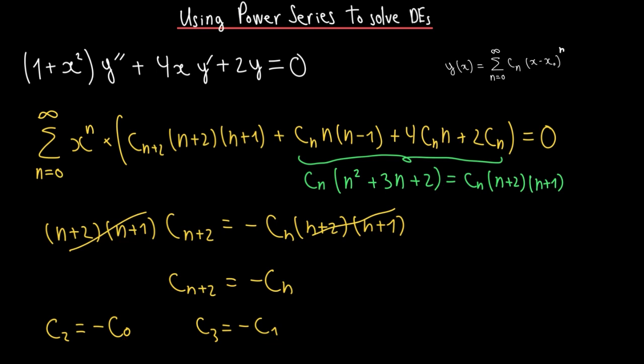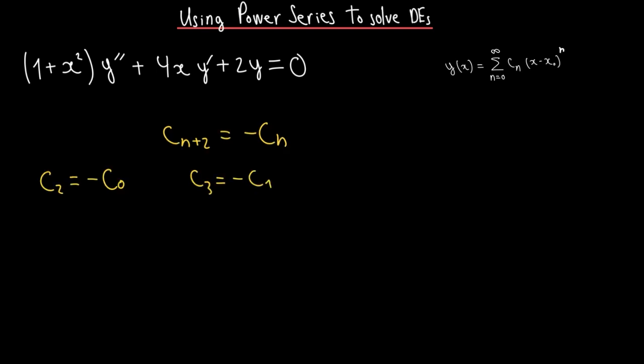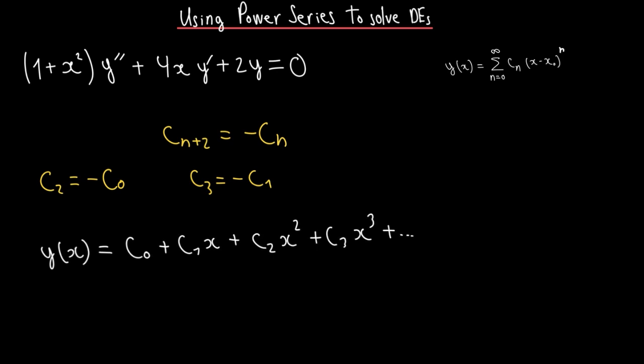And so our general solution will contain these two arbitrary constants, which makes sense because here we have a second order differential equation, so we need two arbitrary constants. For example, we can't write C1 in terms of C0 because they're not related. Only the terms with the same parity are related through this recurrence relation. And so now we have our expression for our power series solution, which initially was C0 plus C1 times x plus C2 times x squared plus C3 times x cubed, etc.